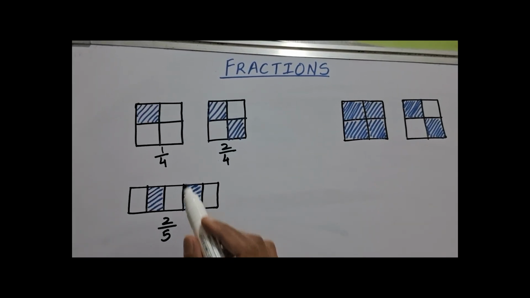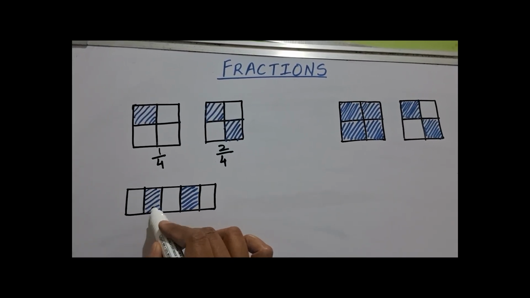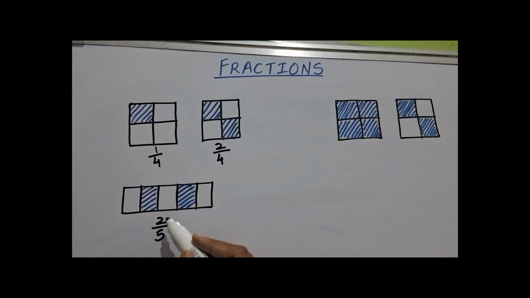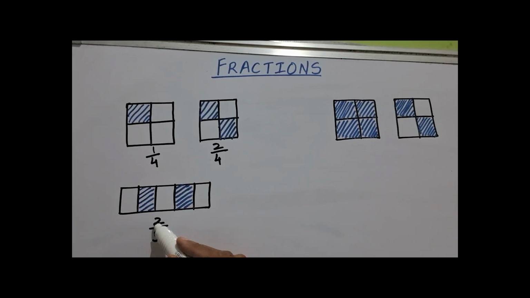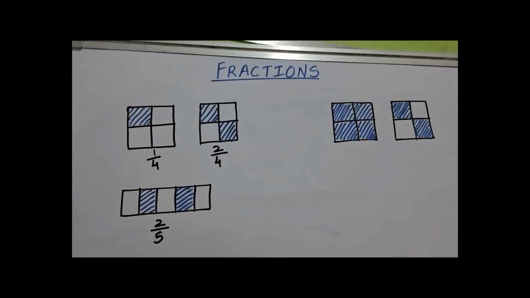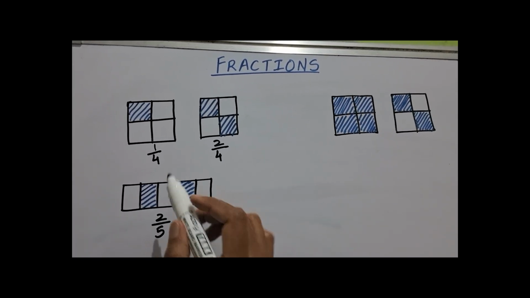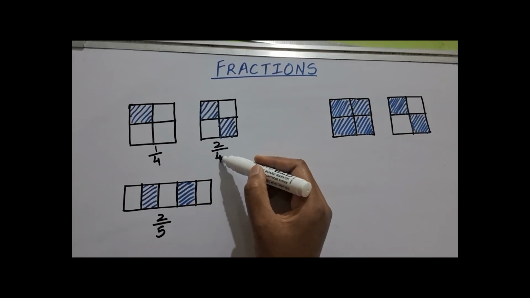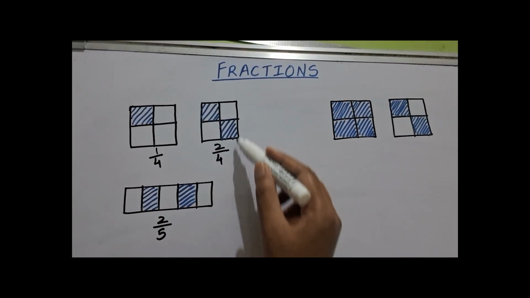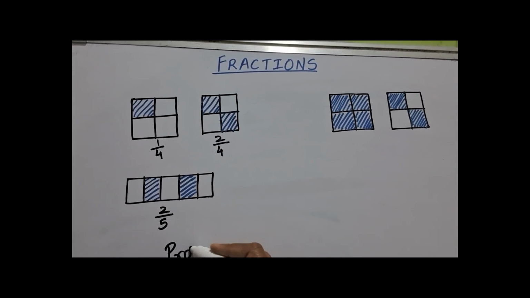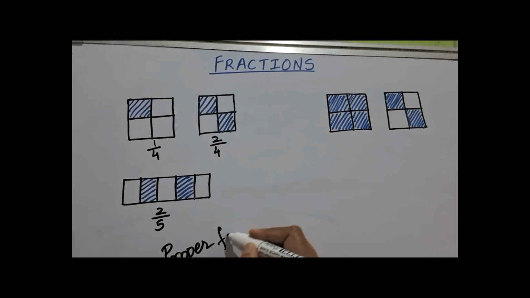Okay, children, if only one part or some parts of the whole thing are shaded, then definitely the shaded part will be less than the whole thing, isn't it? So the numerator will be less than the denominator. The fractions which have numerator less than denominator are called proper fractions. Proper fractions.